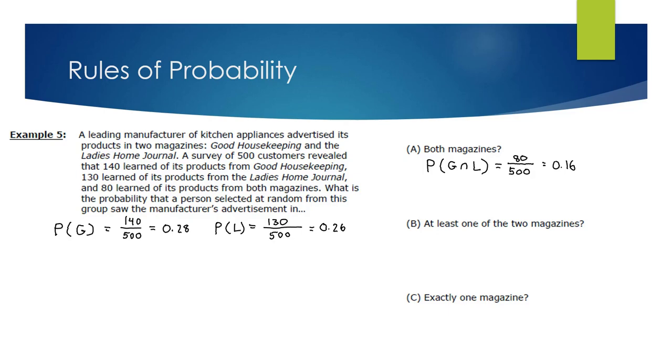Sometimes you're going to start seeing the term at least one, or at least this, or at least that. And sometimes you might have to interpret what that means in order to know what probabilities you're going to need to find and eventually calculate to get the answer that you're looking for. The probability of at least one of the two magazines.